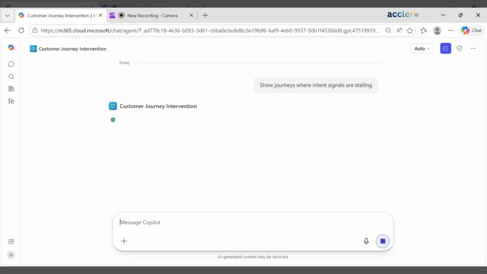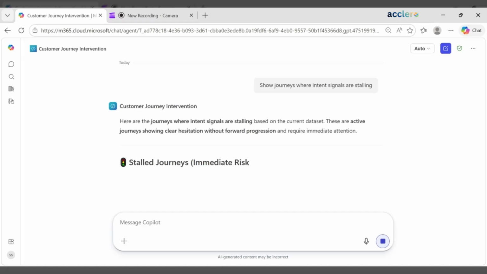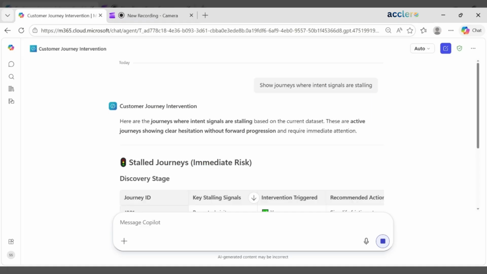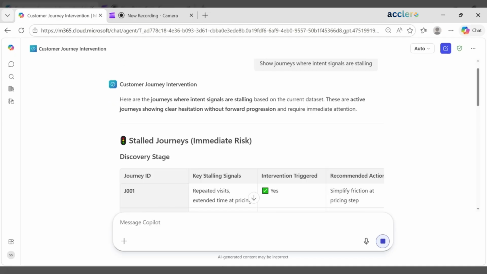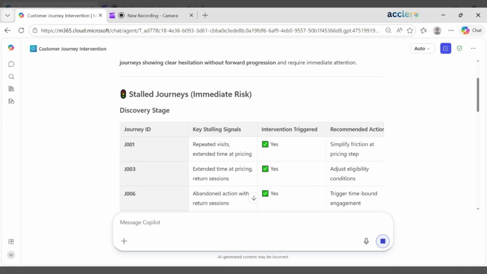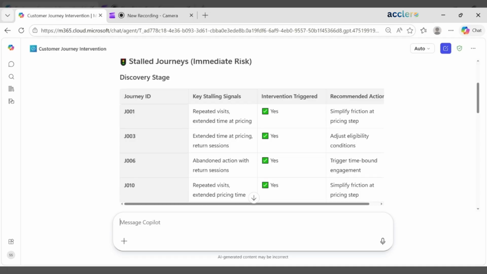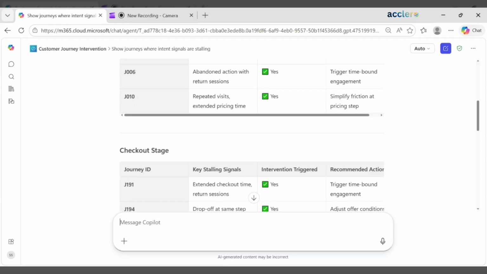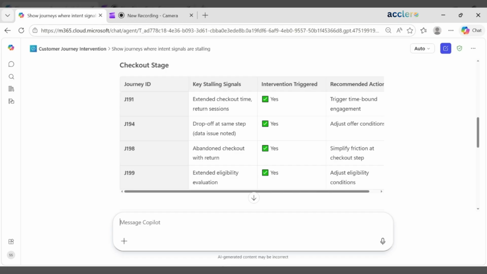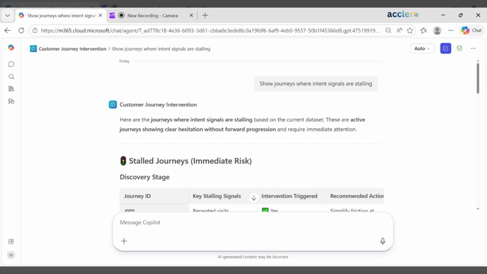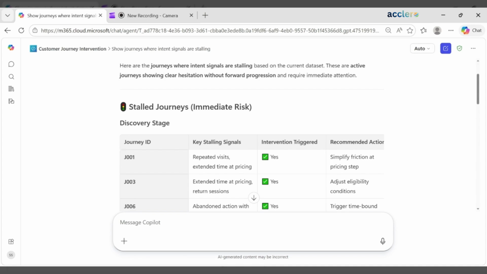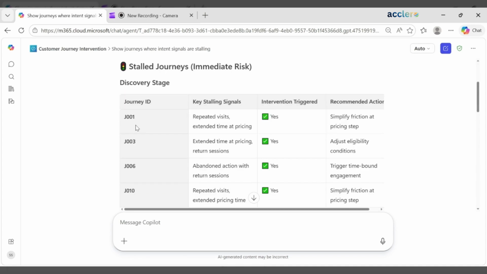Here I am asking the agent to show the journeys where intent signals are stalling. The agent will highlight the stalled journeys, meaning that the customers are active but not progressing across both discovery and checkout stages. For example, journeys like J001 and J010 show repeated visits and extended time at pricing. They are clear indicators of hesitation.